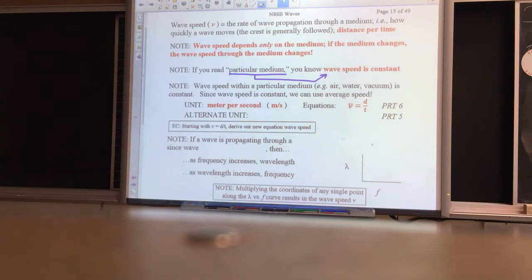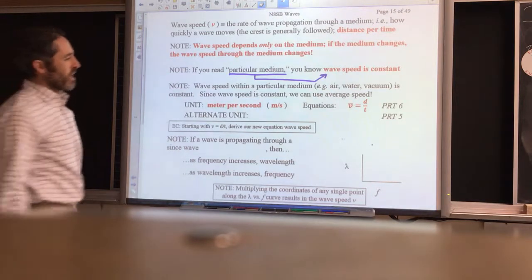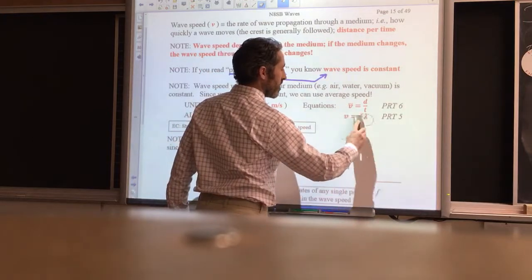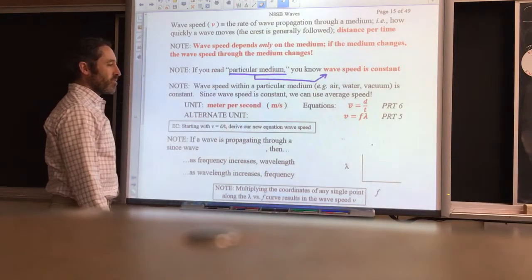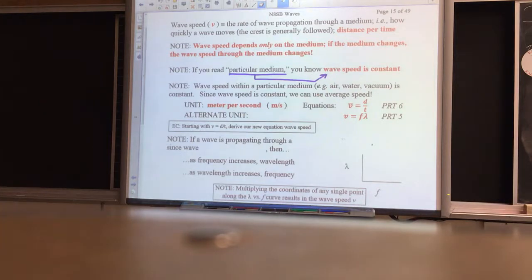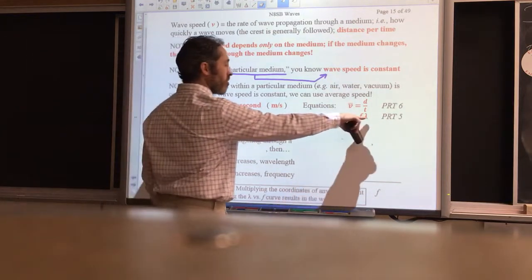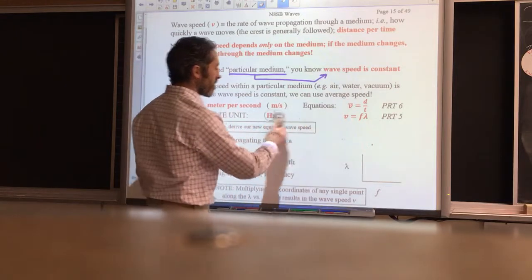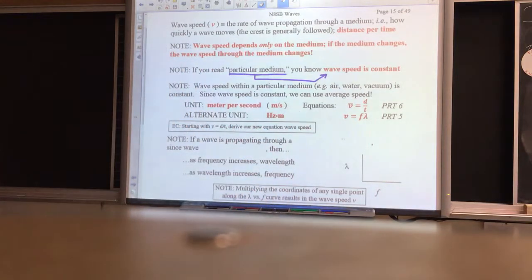And we have another equation for wave speed, which we'll try out today. It's on PRT 6, 5. What's it say? Yeah, V equals F times lambda. Frequency times lambda. There it is. What's the unit going to be based on that one? Typically we stick with meter per second. But if you wanted to, what could you call it? A hertz meter. That's right. Frequency is hertz. Wavelength is meter. So you could have a hertz meter. That's also a fair unit for wave speed.